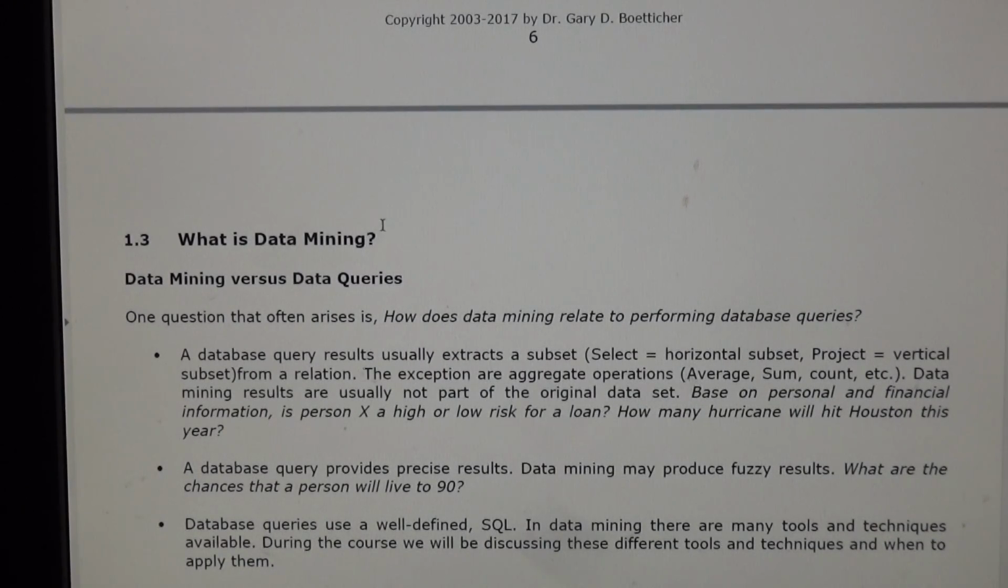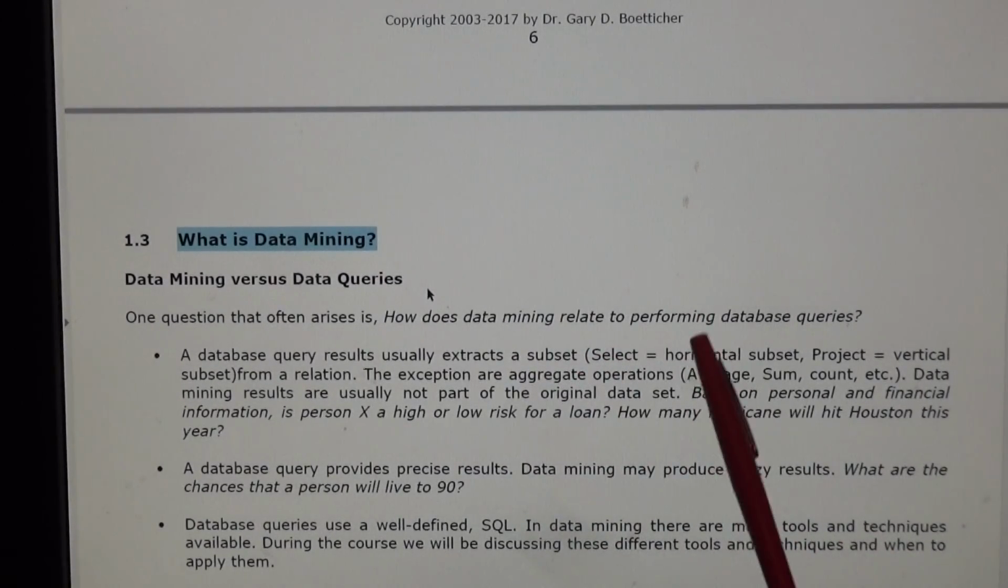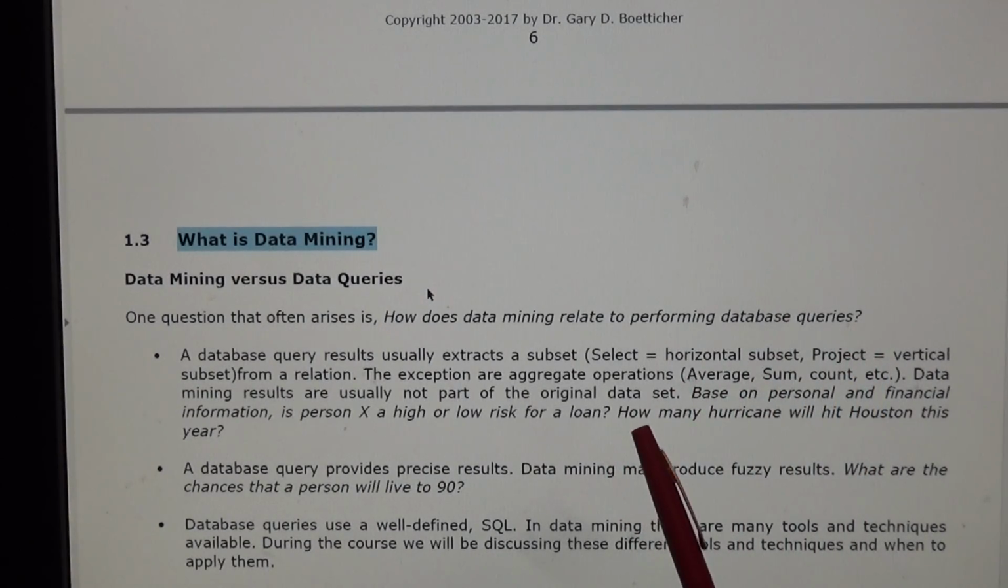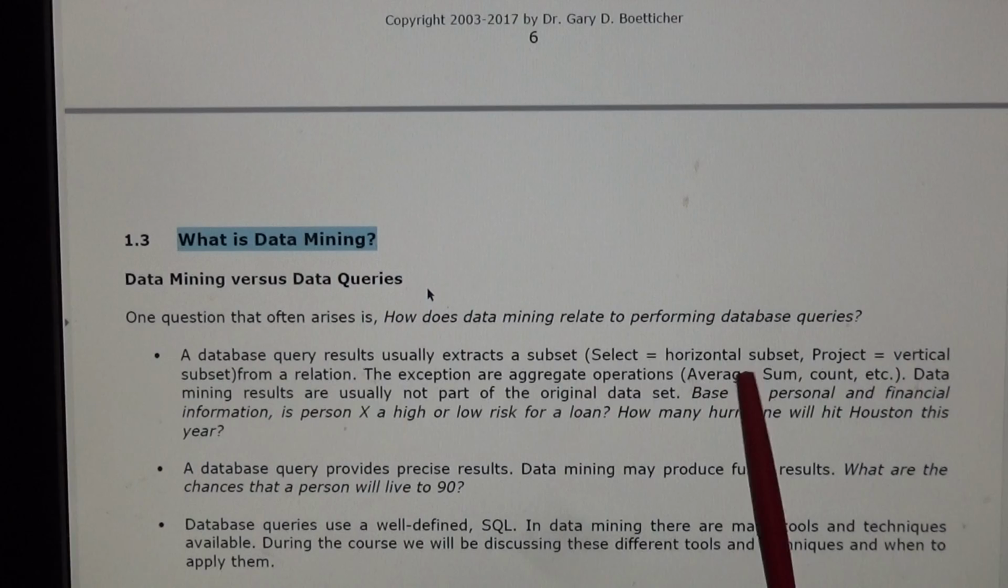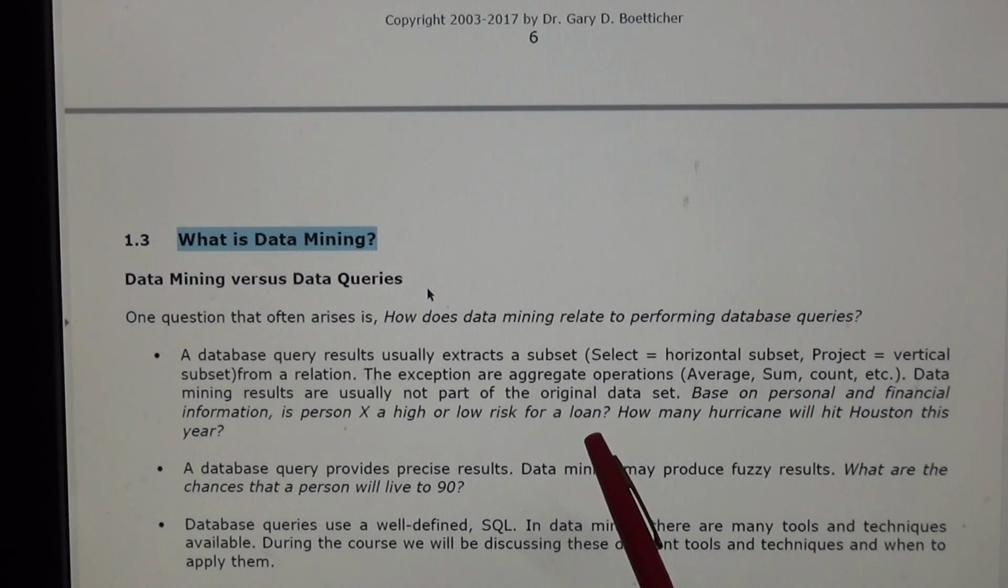Well, what exactly is data mining? Before I talk about that, let me talk about data mining versus database queries. A database query extracts a subset, like a certain number of rows or certain number of columns, like a project does columns, and it can do aggregates like average, sum, count. Data mining does not.